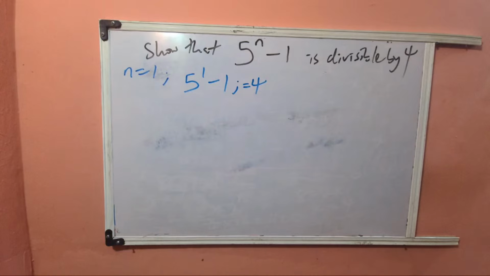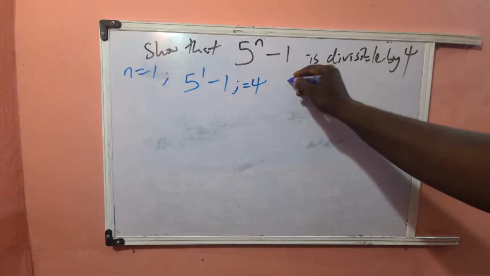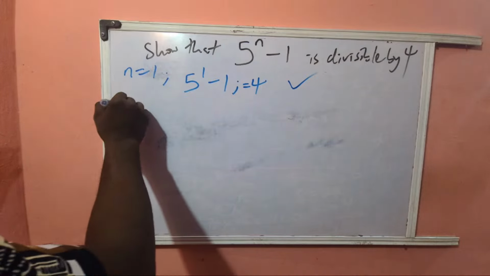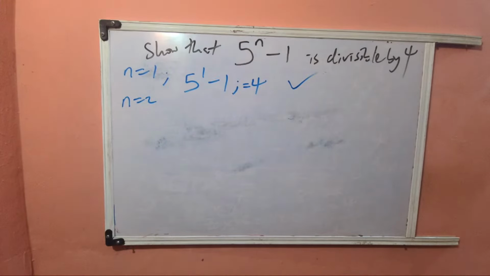So is 4 divisible by 4? Yes. 4 can divide 4. So this works. So we have been able to get it for n equals 1. Let's try for n equals 2. Just why not? Why can't we do it?